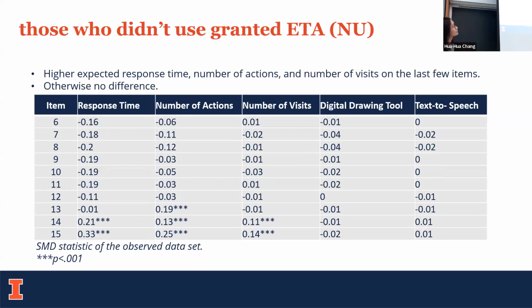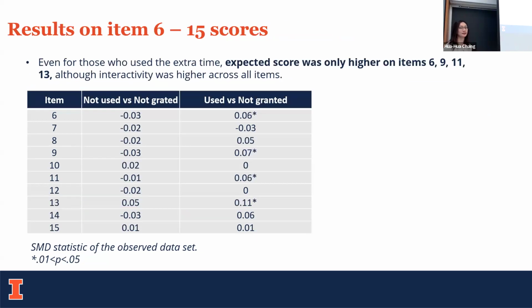However, if we look at the students who were granted extra time but didn't use it, meaning their total response time was still less than 30 minutes, then we saw that they did have some higher response time or number of actions on the last few questions, but not the others. So they didn't actually become more interactive. Something we might care more about is, does having more actions actually result in higher scores for these questions? That would be useful for understanding whether the ETA is effective.